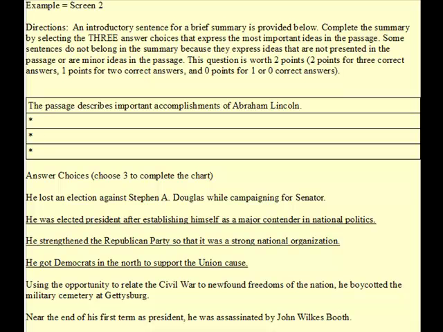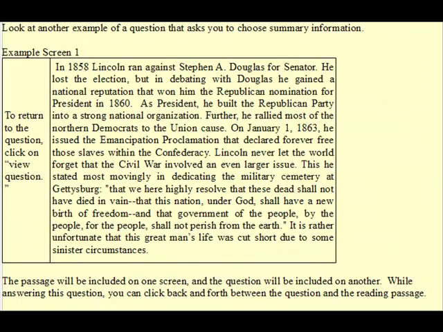The three answer choices should be selected since they contain the most important supporting points in the passage. These three answers are underlined. The passage states that he lost the election, but in debating with Douglas, he gained a national reputation that won him the Republican nomination for president in 1860. That he built the Republican Party into a strong national organization, and that he rallied most of the Northern Democrats to the Union cause.